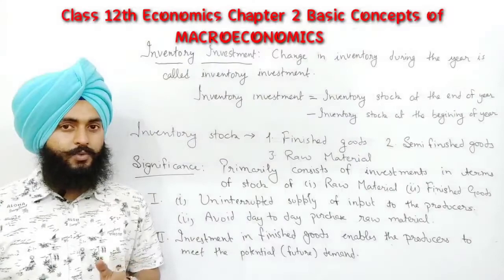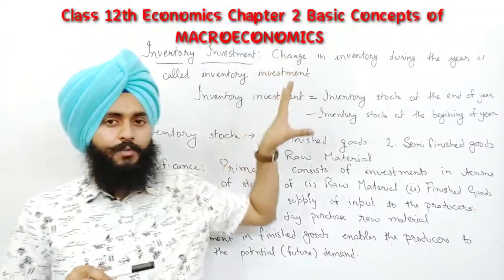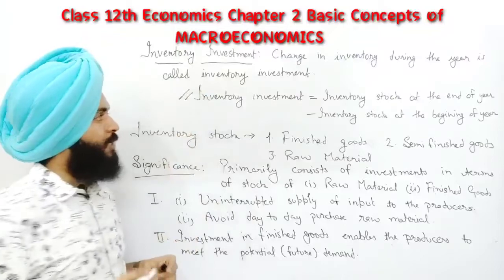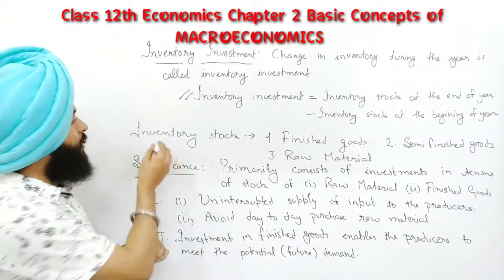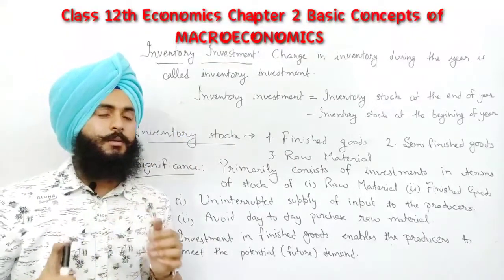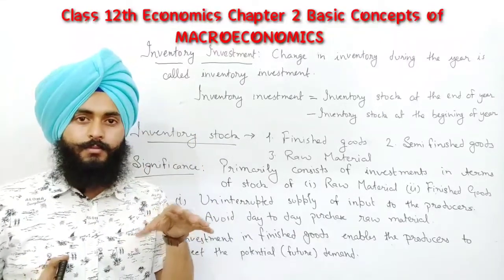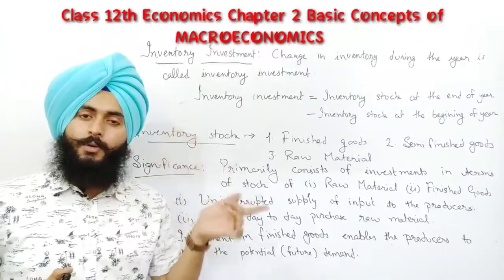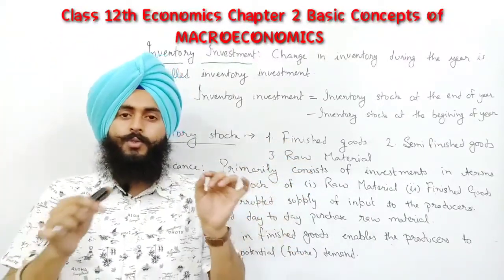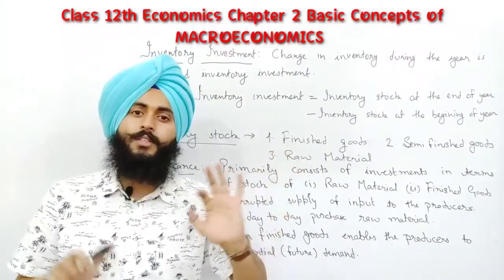Okay, and the next one is inventory investment. Now inventory investment, first of all you have to learn one thing. What is the meaning of inventory? Inventory stock. Note this one. Inventory stock simply refers to, actually there are three types of goods, three types of stocks we can say a producer can have. He may have the finished goods jo bilkul taiyar hain to be sold, bechne ke liye, they are full fledged ready.